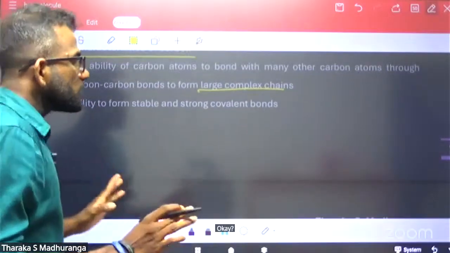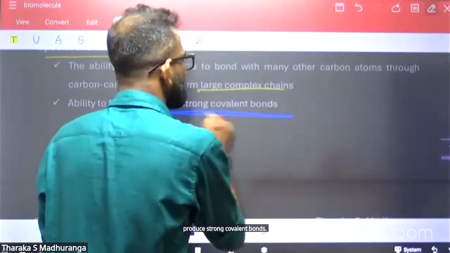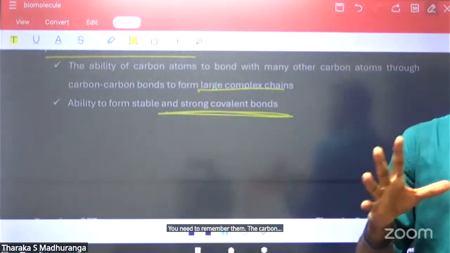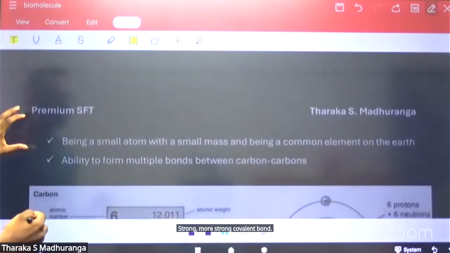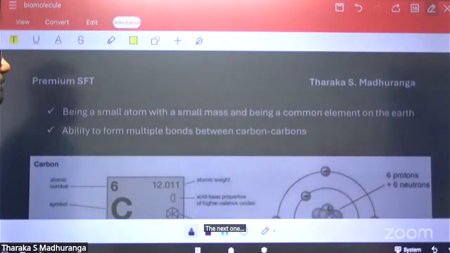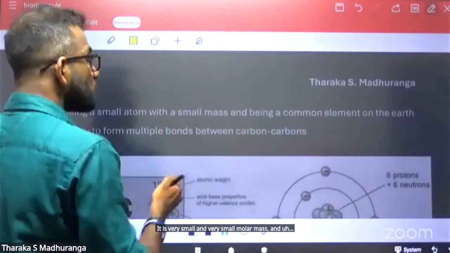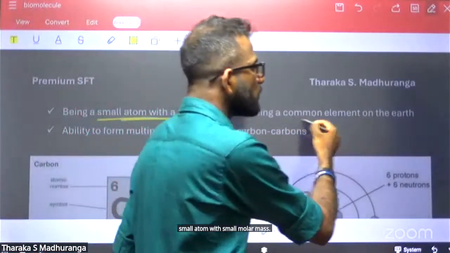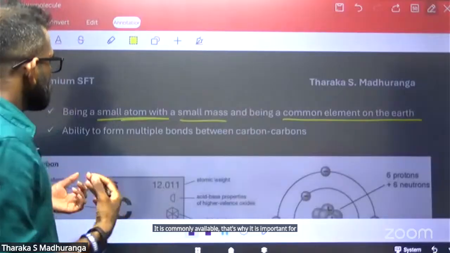The other thing is the ability to produce strong covalent bonds. You need to remember them. Carbon has a special ability to produce strong covalent bonds. The next one: it is a small atom with small molar mass and is commonly available on the earth. That's why it is important for producing biological structures.